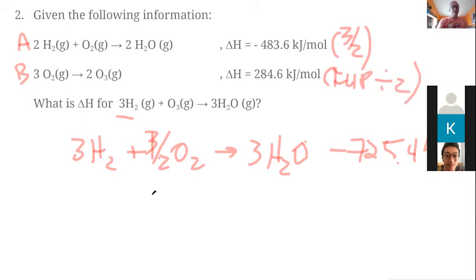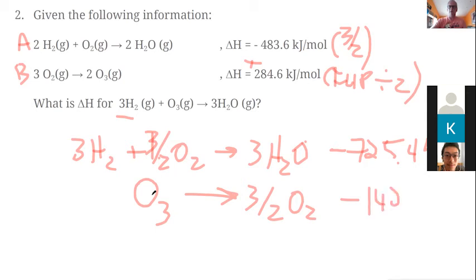So in other words, instead of making 2 moles of ozone, I want to have 1 mole of ozone on the reactant side and have it make 3/2 moles of oxygen as a product. So what would be the delta H for that reaction? Negative 142.3. It goes from being positive to negative, and we divide it by 2. So what's the... Negative 142.3.